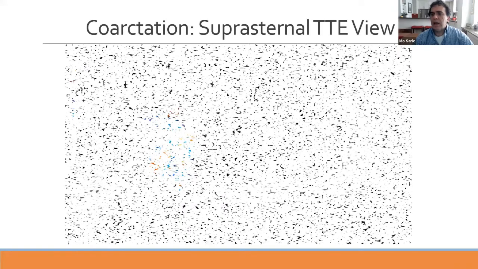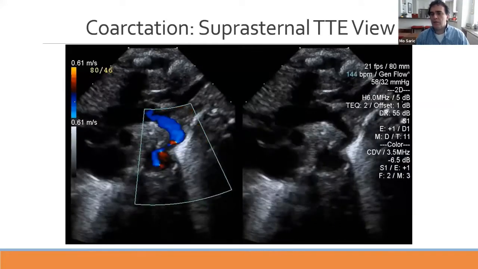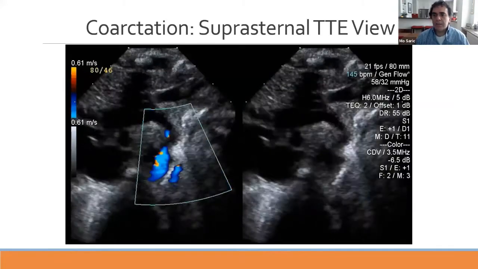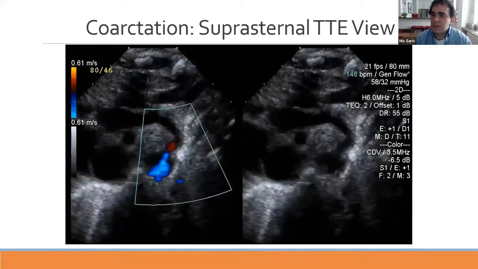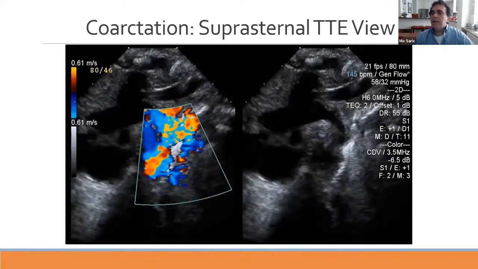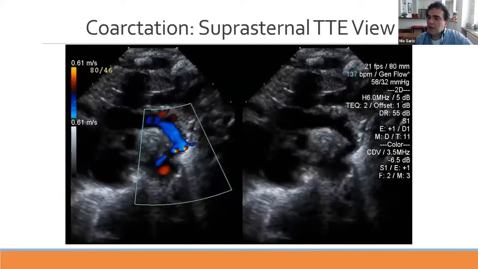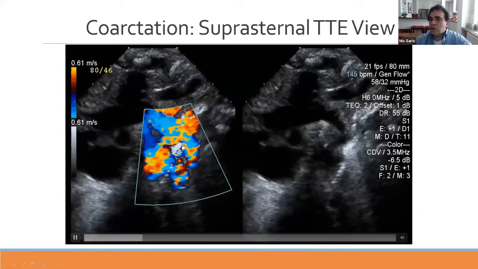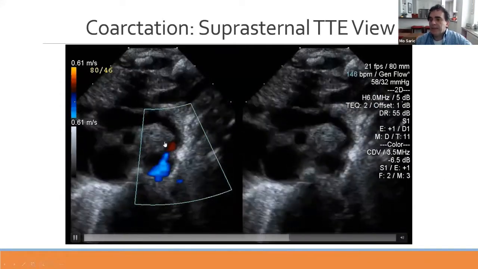And let's look at how we evaluate for coarctation echocardiographically. The principal view is clearly the suprasternal transthoracic view, in a side-by-side color and non-color image, and there is clearly a coarctation at this level.